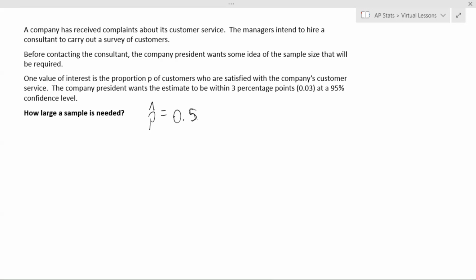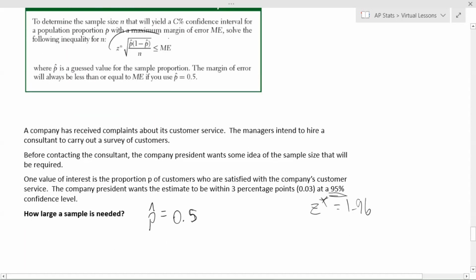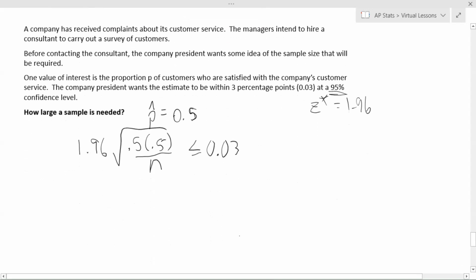All right, so we set up our proportion at a 95% confidence level. Our z star critical value is 1.96. So using the equation we talked about, we would do 1.96 times the square root of 0.5 times 0.5 divided by the sample size. Now, we don't know the sample size; that's what we're trying to figure out. But we want the margin of error to be within 0.03, so that has to be less than or equal to 0.03. And now we're going to solve this for n.